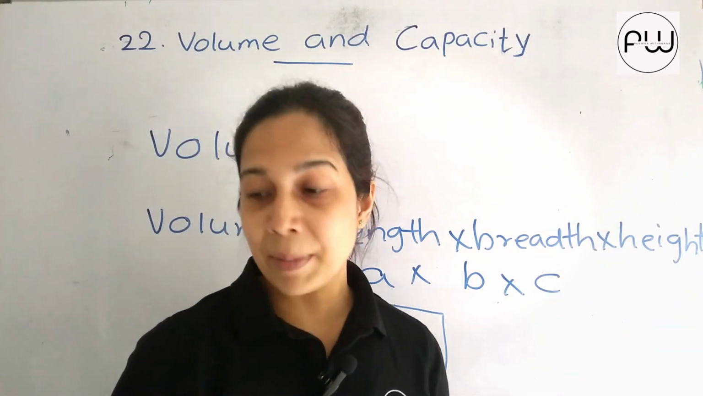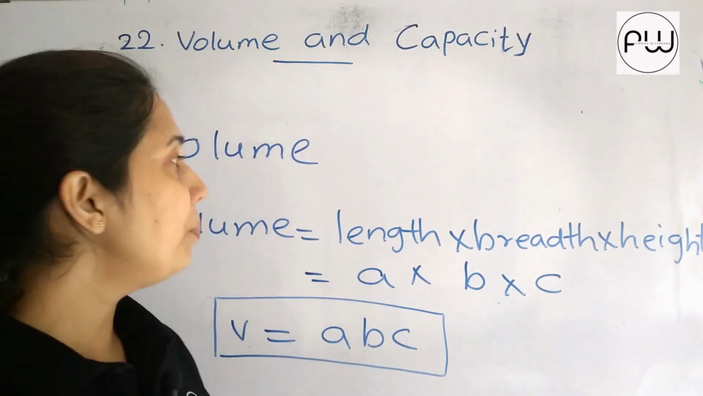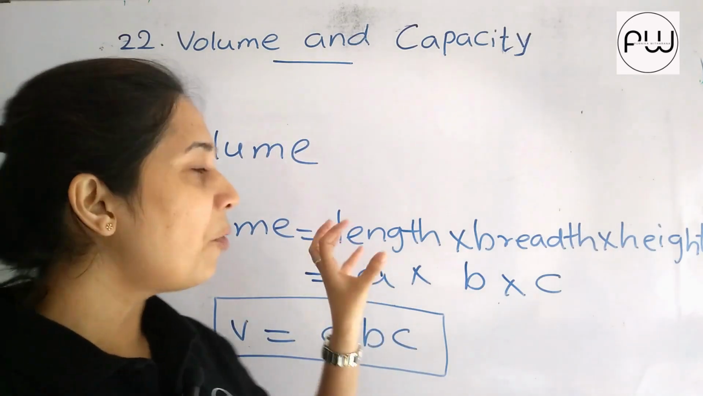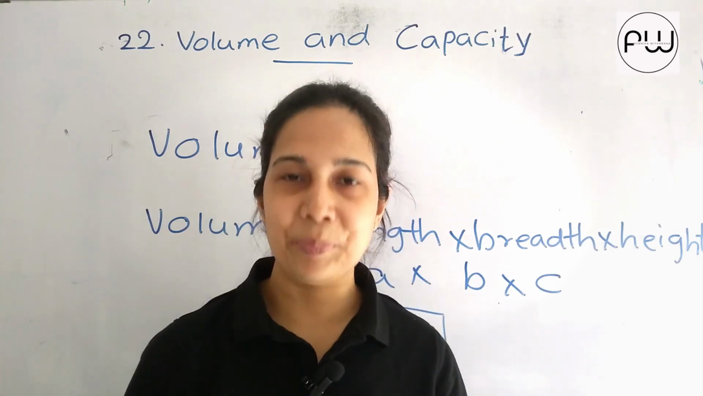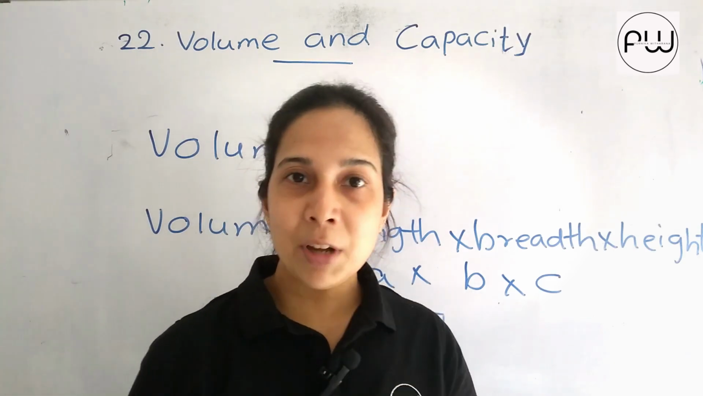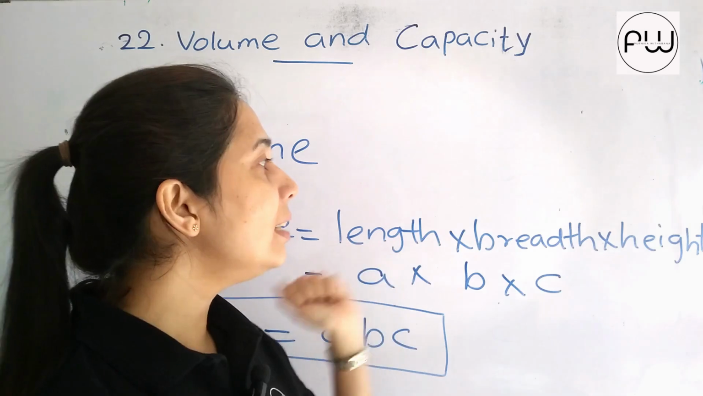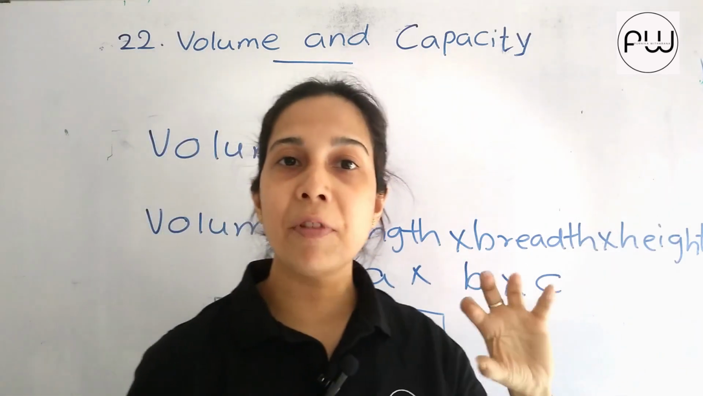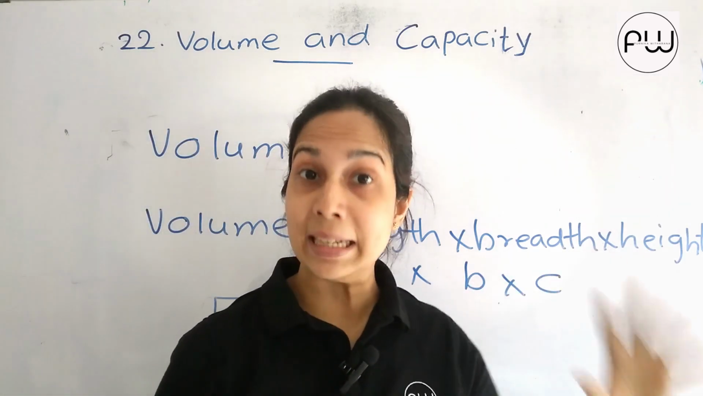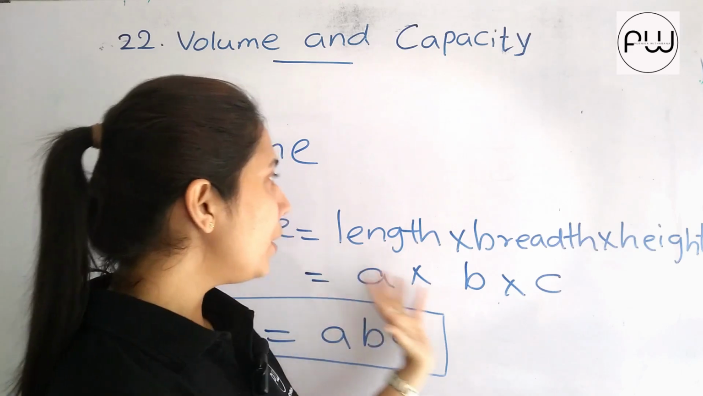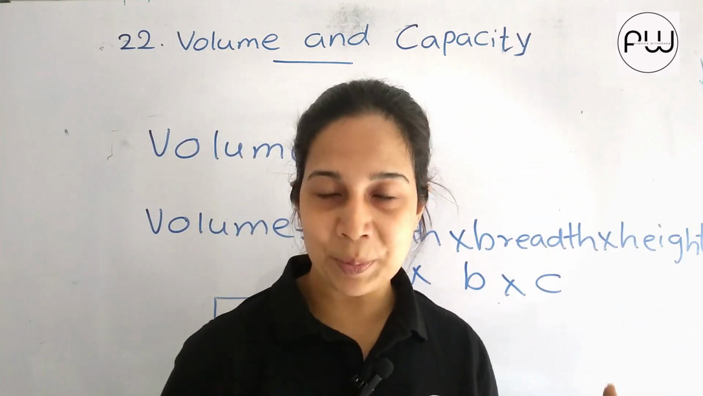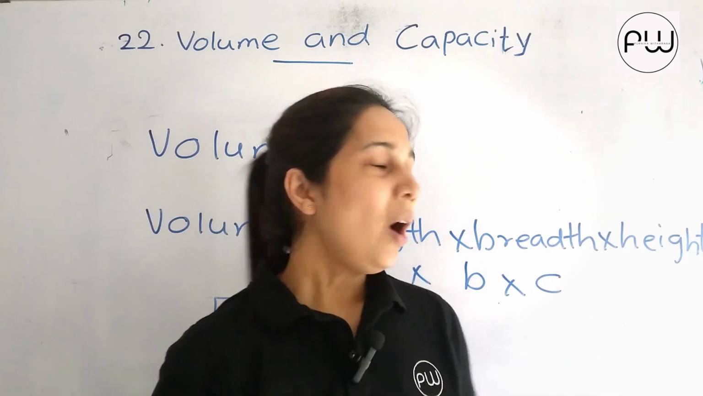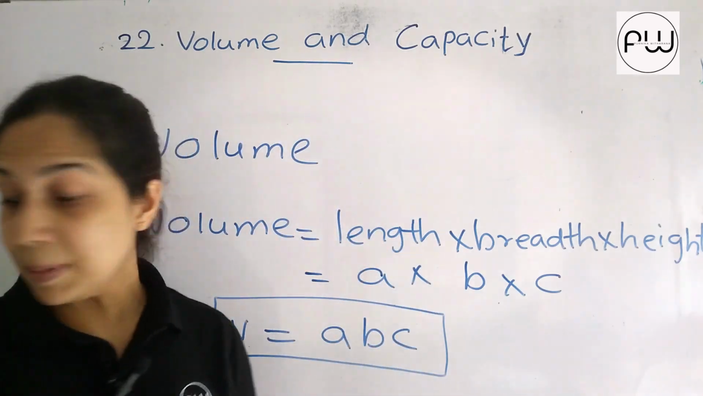So let's take some examples. As I told you, we can find the volume in cubic units. What is meant by that? It means if you are given all these dimensions in centimeters, then we can find the volume in cubic centimeters. And if you are given all these dimensions in meters, then we can find the volume in cubic meters. Okay, now let's take some examples.